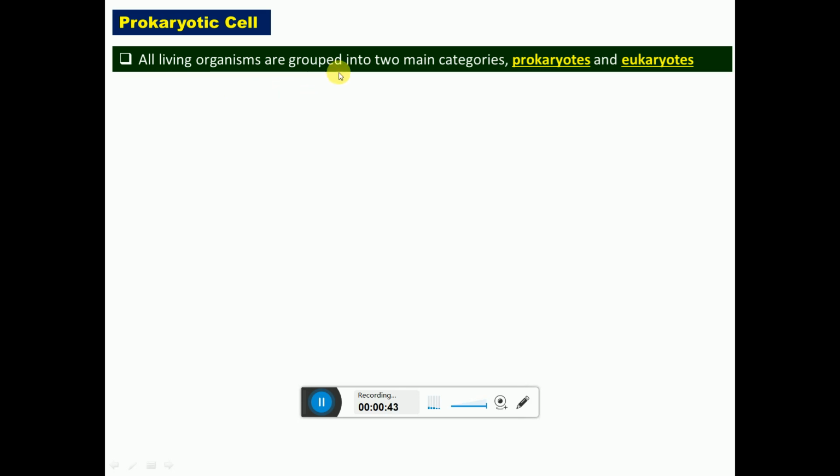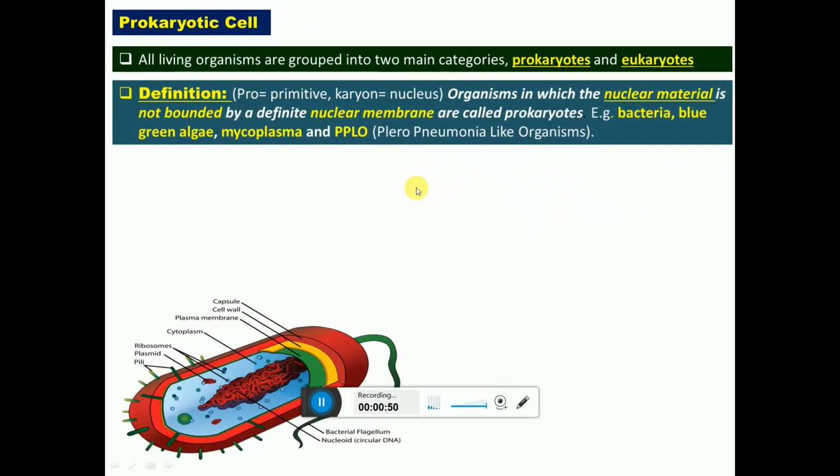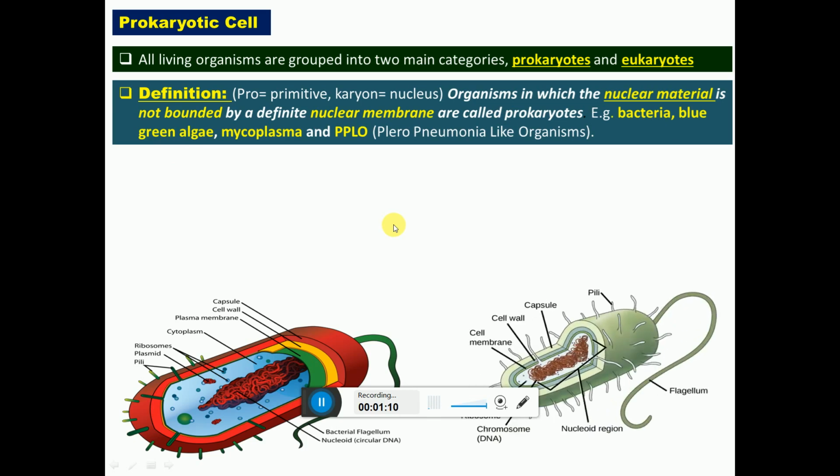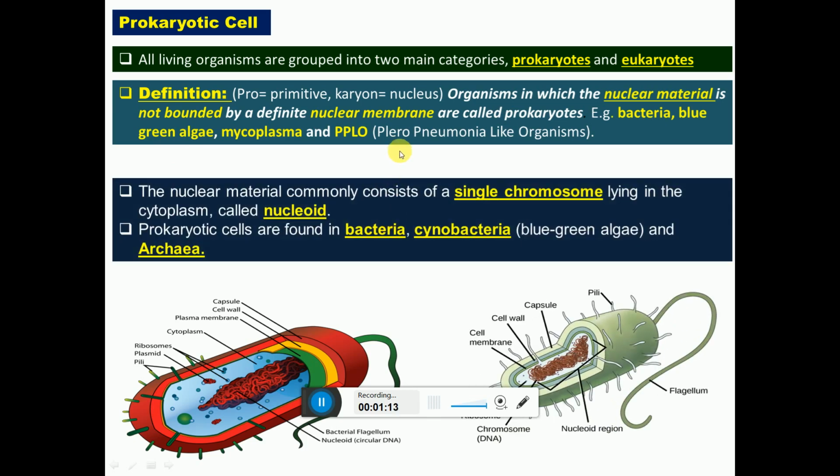All living organisms are grouped into two main categories, prokaryotic and eukaryotic cells. The definition: pro means primitive, karyon means nucleus. Organisms in which the nuclear material is not bounded by a definite nuclear membrane are called prokaryotic. Example: bacteria, blue-green algae, mycoplasma, PPLO, pleuropneumonia-like organism.